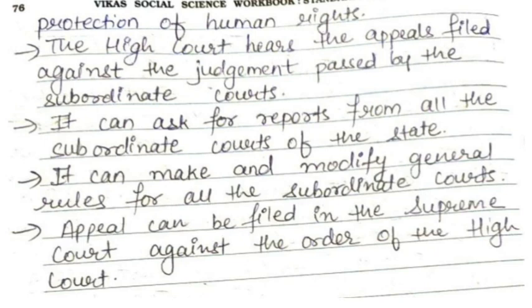The High Court hears the appeals filed against the judgment passed by the subordinate courts. It can ask for reports from all the subordinate courts of the state. It can make and modify general rules for all the subordinate courts. Appeal can be filed in the Supreme Court against the order of the High Court.